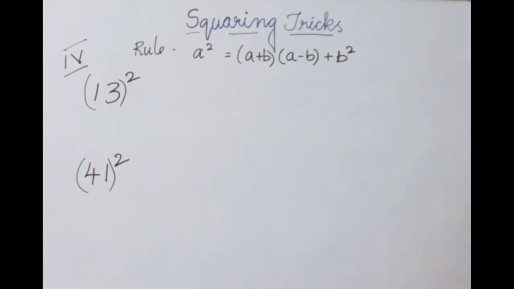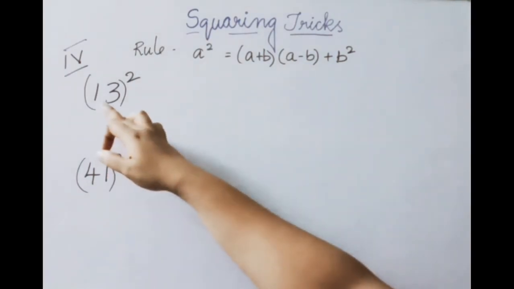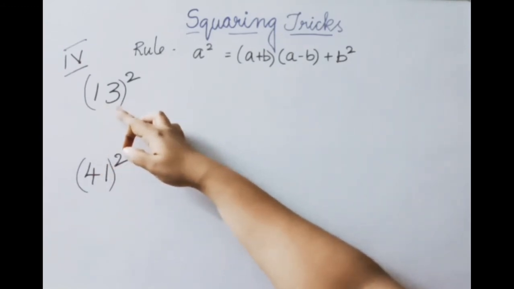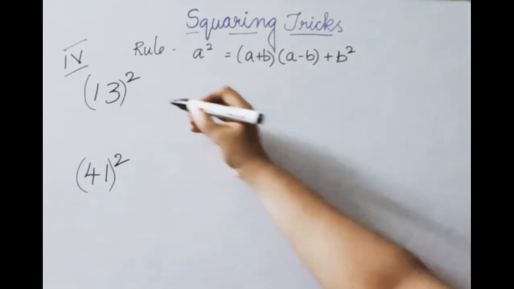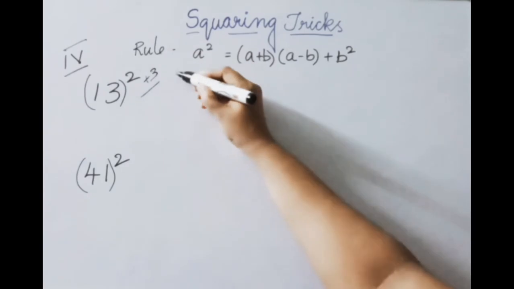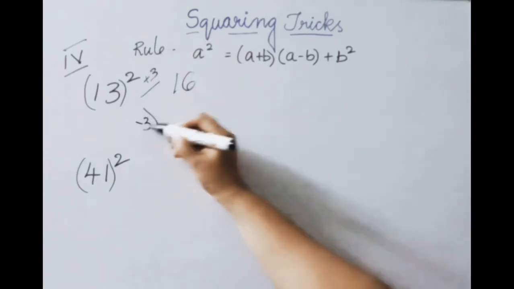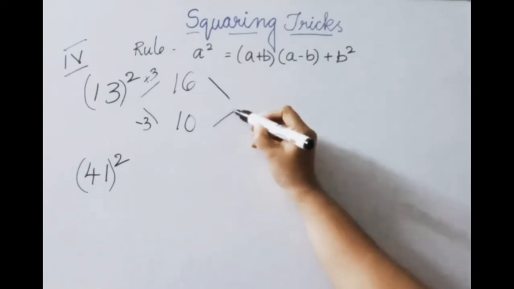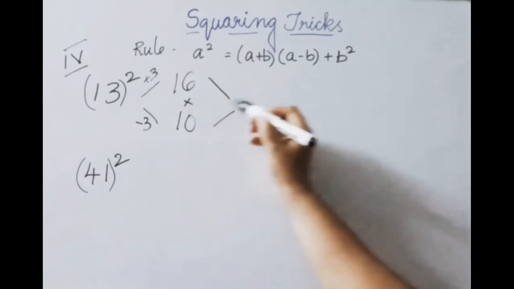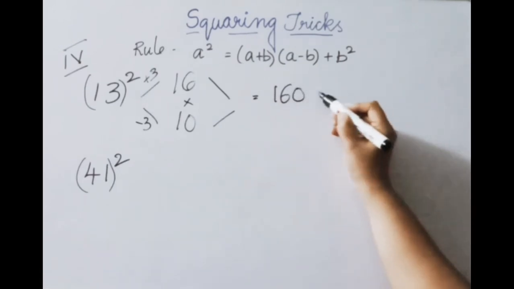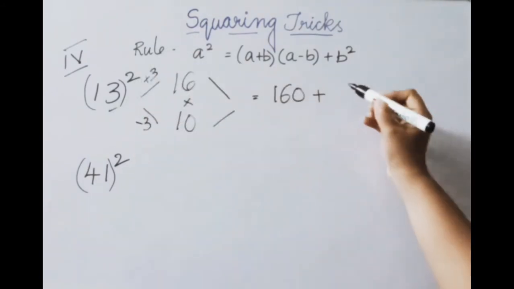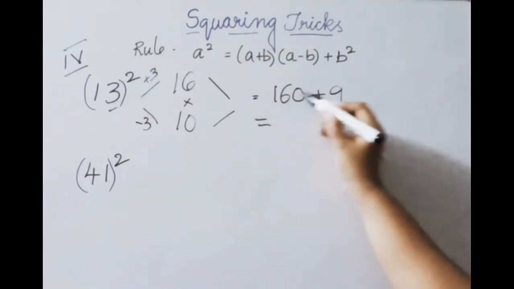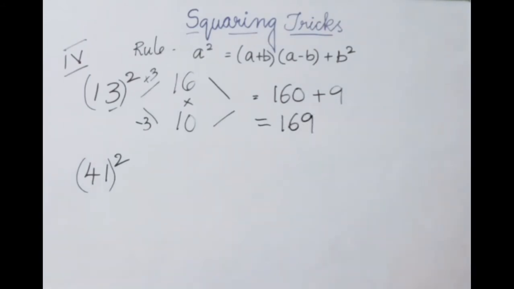See now the fourth method. The first example is 13 square. Here the base is 10. For 10, what is the excess value here? 3. So this 3 we have to add and subtract. 13 plus 3, what is the value? 16. 13 minus 3, that means 10. Now the product of these two, 16 into 10, is 160, plus the square of this 3. 3 square means how much? 9. So the answer is 160 plus 9 means 169. Therefore 13 square answer is 169.